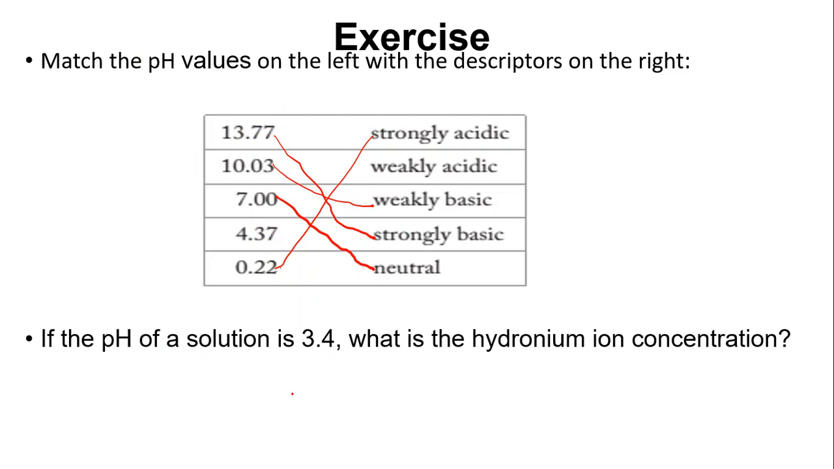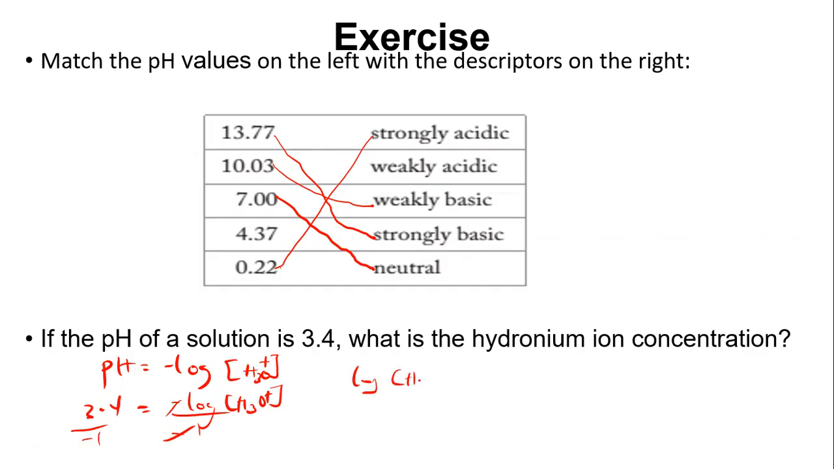The next one is that if the pH of a solution is 3.4, what is the hydronium ion concentration? So hydronium ion concentration, that's the H3O plus, right? Now you know pH is equal to negative log of the H3O plus concentration. So 3.4 is equal to negative log of the H3O plus. Then I'll divide by negative 1, so negative cancels negative. I'll get log of the H3O plus is equal to negative 3.4.